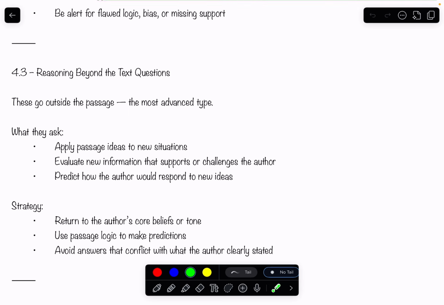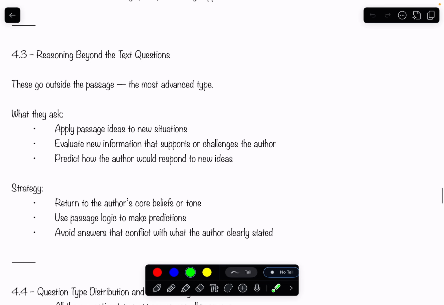So how should you break these down? You need to return to the author's core beliefs or tone. You need to use passage logic to make predictions. And you need to avoid answers that conflict with what the author clearly said. To be able to do this, it's going to take a deep understanding of the passage.